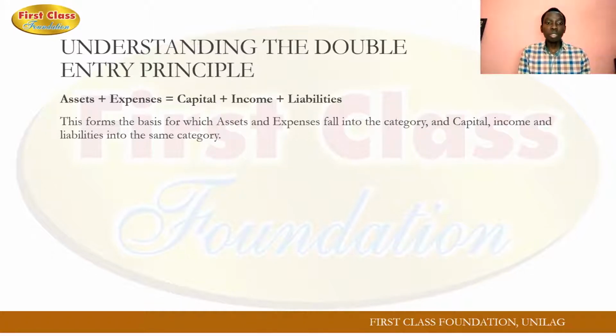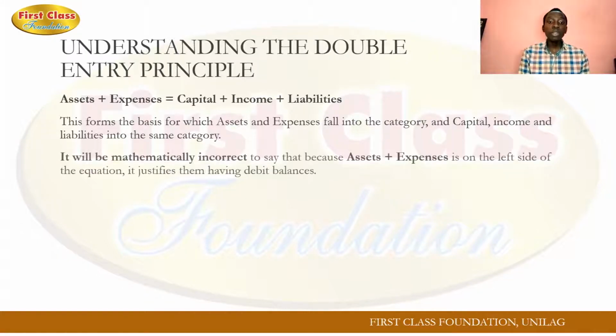So this is the equation: assets plus expenses equals capital plus income plus liabilities. Now this forms the basis for which assets and expenses fall into the same category, and capital, income, and liabilities fall into the same category also. I mentioned last week that it's an equation with two sides, so two sides of the different balances. One side debit, one credit. But note that it will be mathematically incorrect to say that because based on this equation, assets and expenses are on the left side, that justifies their having debit balances.